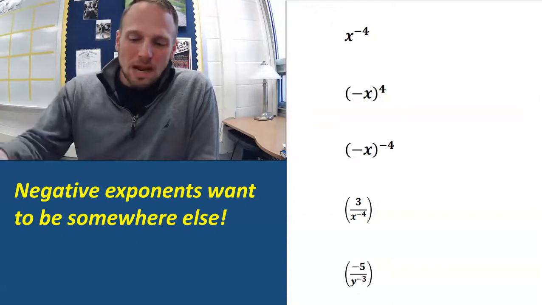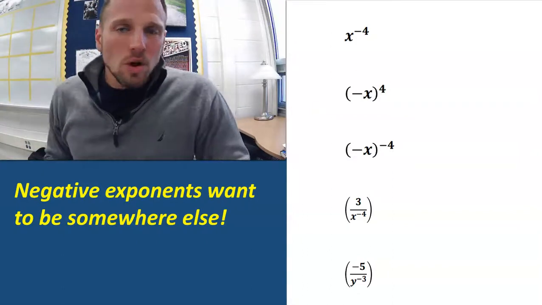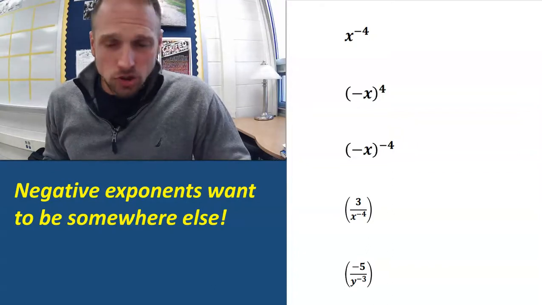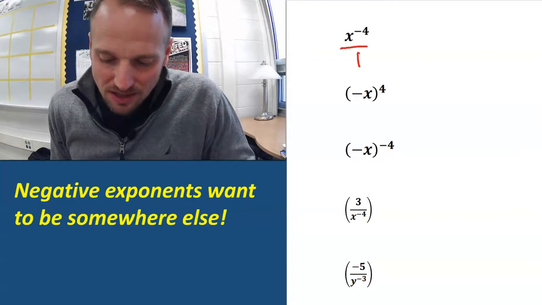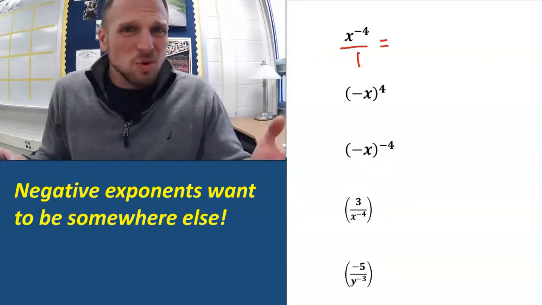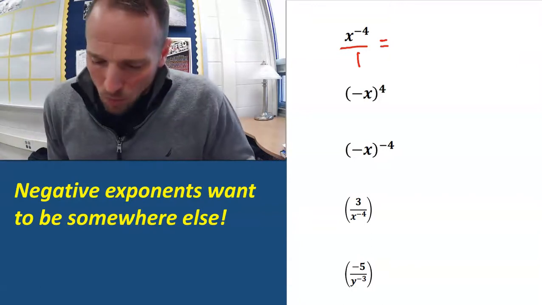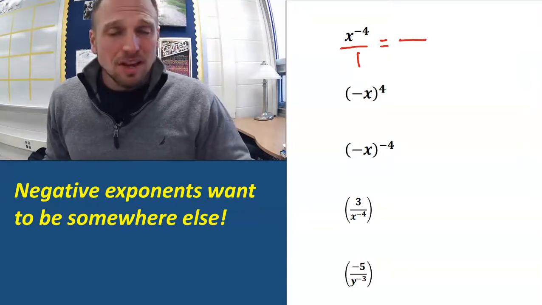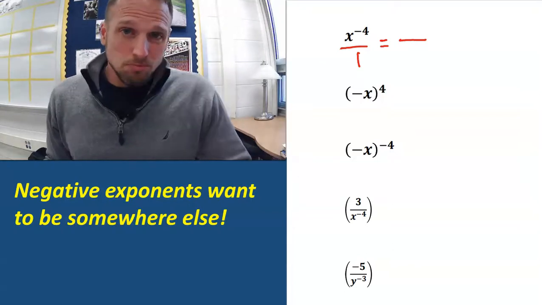Let me show you what I mean. First of all, let's change each one of these into a fraction, okay? X to the negative 4th, that's the same thing as x to the negative 4th over 1, right? We did it with 7 right at the beginning. Same thing here, just put it over 1. Now, what do we know about a negative exponent? It wants to be somewhere else, and then once it gets there, it's going to become positive.